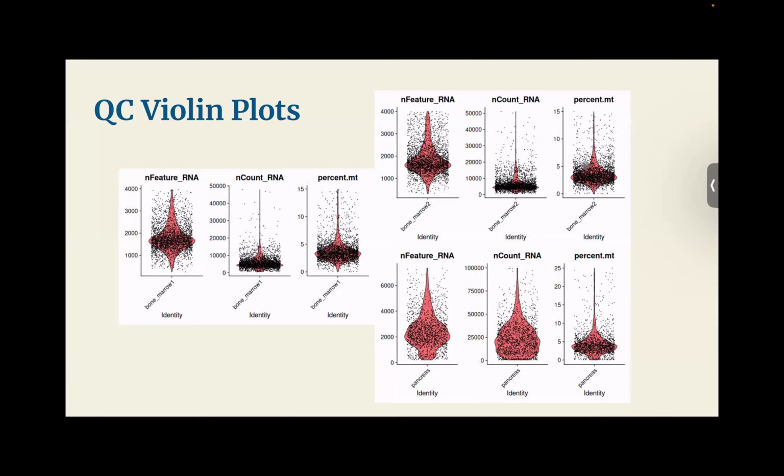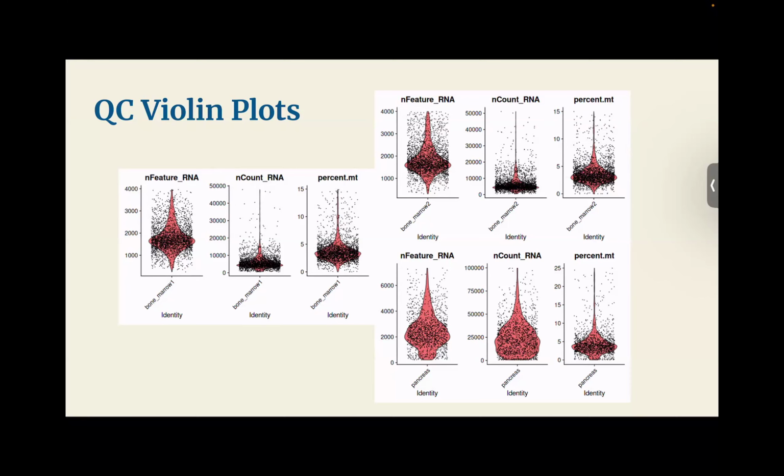That seemed to keep a good amount of cells while we're removing these outliers here. I don't know if you can see my laser pointer or my cursor, but I hope you can at least follow along to my voice. Between 200 and 3,000 nFeature_RNA seems to be a good range to, again, keep most of the cells while removing the outliers.